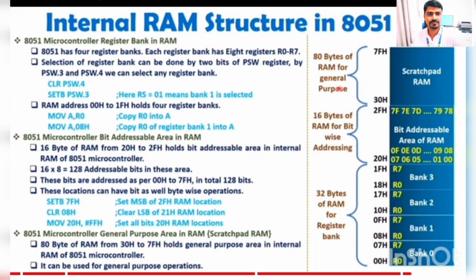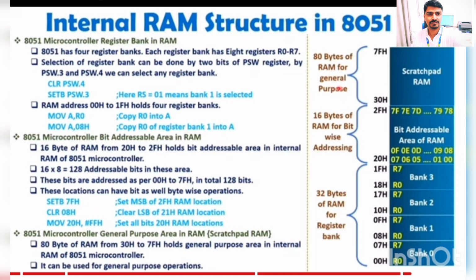For your information, out of these 4 banks, bank 0 is selected by default. Its meaning is that out of these 4 banks, only one bank is activated at a time. If you do not select a bank, then by default bank 0 is selected. But if you want to use bank 1, bank 2 and bank 3, there is a special provision to select them with the help of a program or instructions.